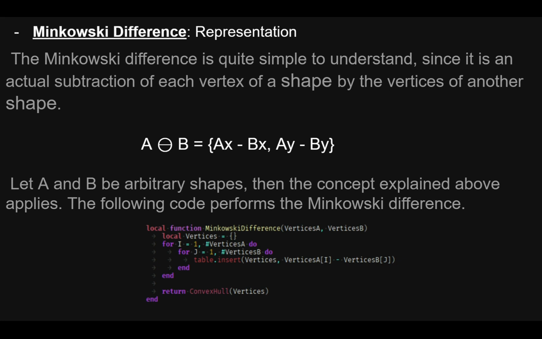Here in this example, which is the code, you're going to see the subtraction of each vertice. You have vertice A and vertice B, which correspond to convex shapes A and B.